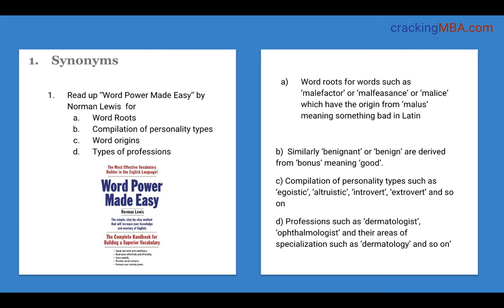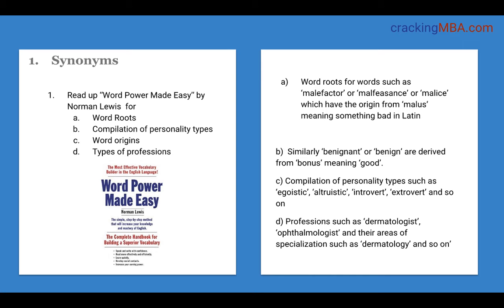Third one is a compilation of personality types. They have a list of all the different types of personalities with a detailed explanation of what each personality means. For example, egoistic, altruistic, introvert, extrovert, and so on. Also, they list out the various professions, such as what a dermatologist or an ophthalmologist does. This gives you a firm understanding when you're finding questions related to sentence completion, and you need to know what profession can actually fit a particular sentence or fill the blank. Then this is very, very useful.